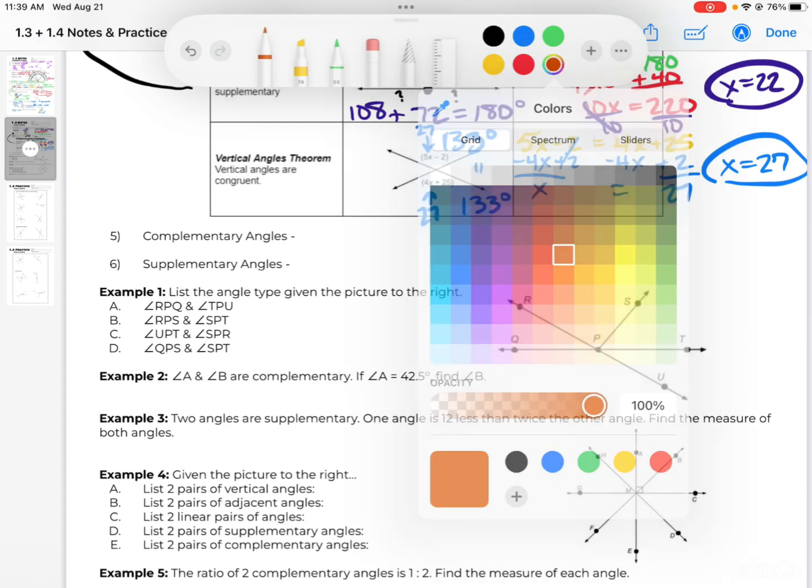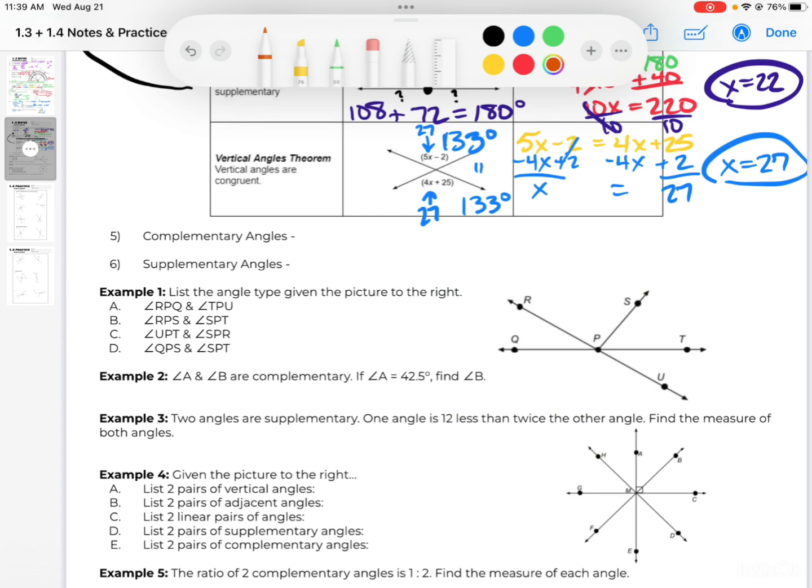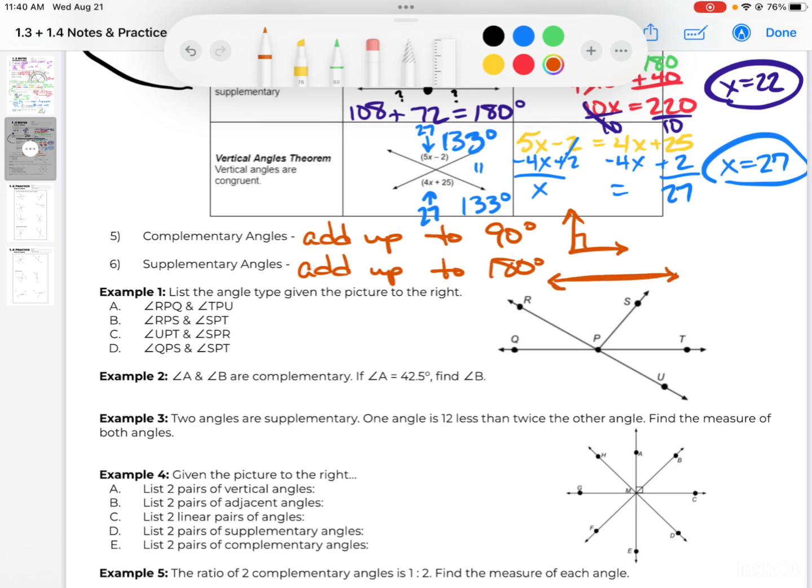All right. Now let's talk about complementary angles. Complementary angles add up to 90 degrees. That means they're going to form a right angle. Supplementary angles add up to 180 degrees. That means they're going to form what's called a straight angle, or 180 degrees.